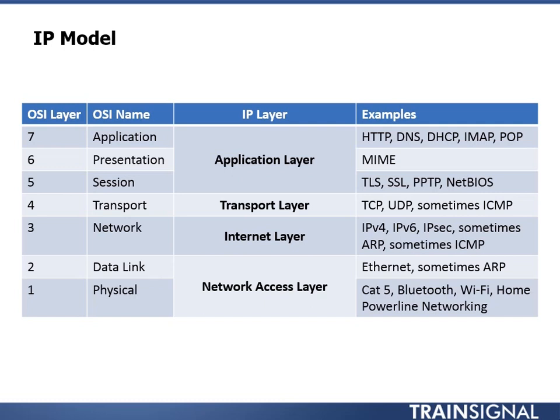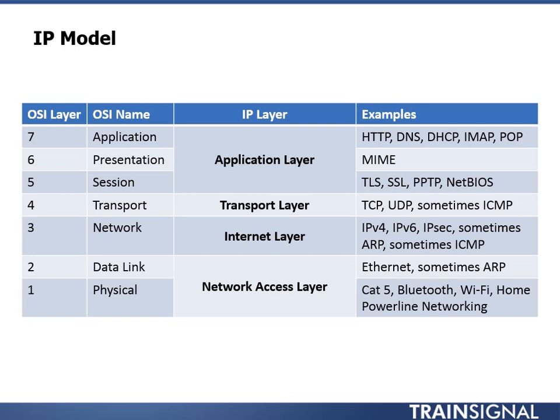Layers 1 and 2 of the OSI model are wrapped into the network access layer of the IP model. So the network access layer would include the specifics of the cabling that you use for Ethernet, as well as the fact that you address other computers with MAC addresses and the way that you do collision avoidance on the network. The internet layer maps pretty directly to layer 3 of the OSI model.